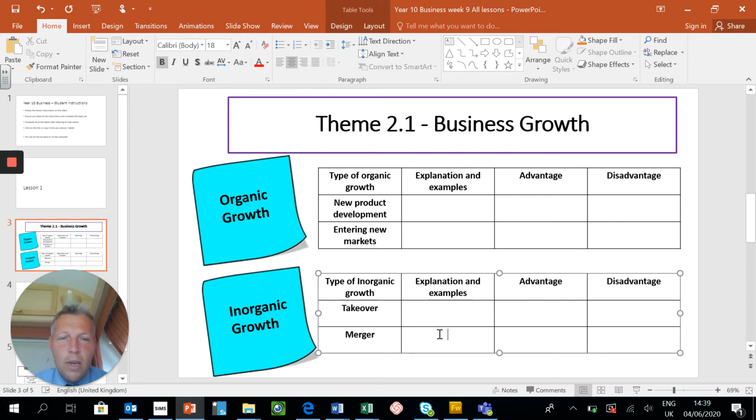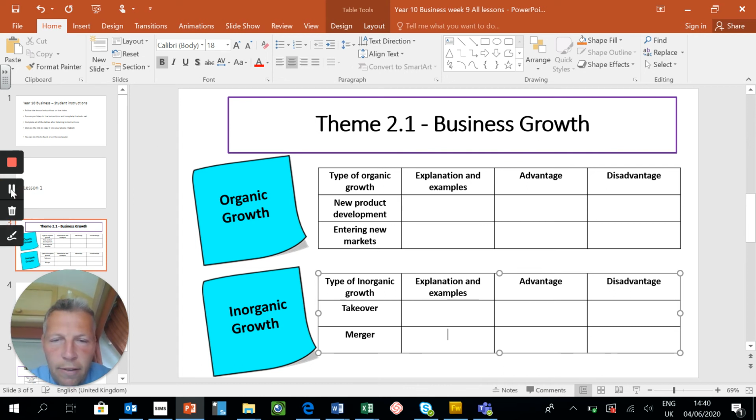So what I'd like you to do is come up with one advantage for growing a business by taking over another, and one advantage for merging two businesses together as a way of growing inorganically. And I'd like you to come up with one disadvantage for each as well. I'm going to give you 2 or 3 minutes to do that now.